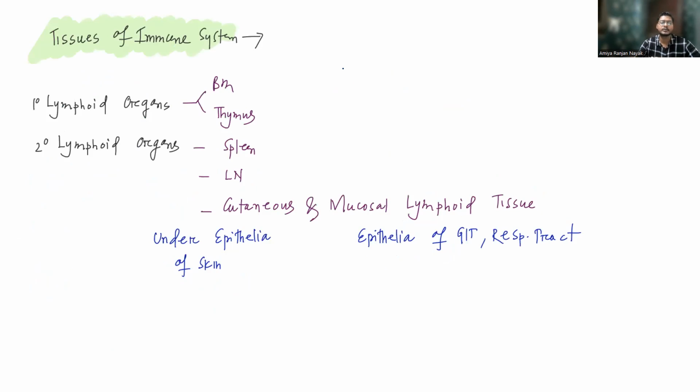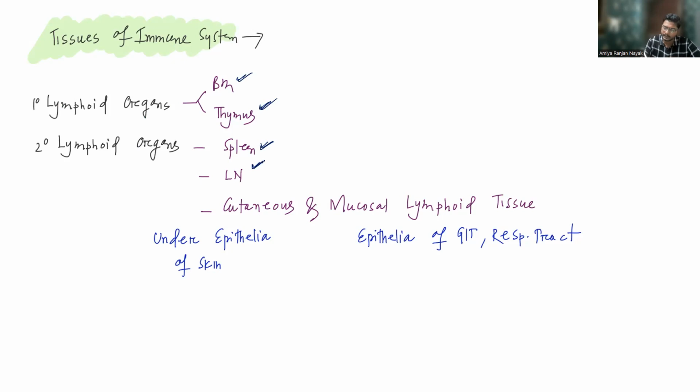Now we'll see the tissues of the immune system. This is just an overview, because we have already discussed these things in detail in separate lectures. Primary lymphoid organs include bone marrow and thymus. Secondary lymphoid organs include spleen, lymph node, and the cutaneous and mucosal lymphoid tissues. Among all these, we have already discussed the bone marrow, the thymus, the spleen, and the lymph nodes.